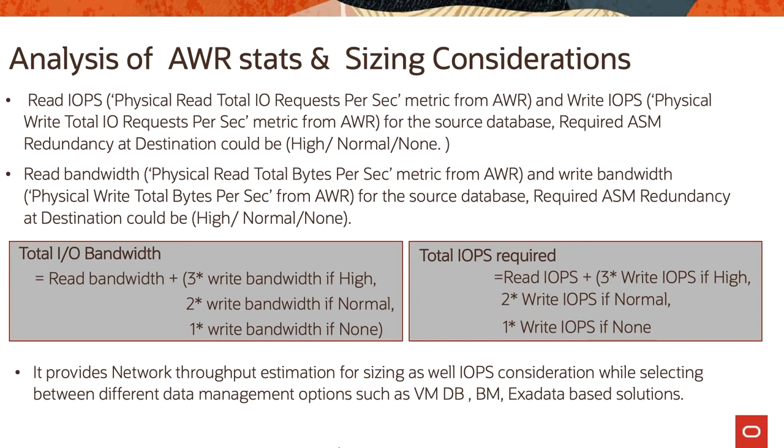The formula to calculate the total IO bandwidth is read bandwidth plus 3 times write bandwidth in case of high redundancy, 2 times write bandwidth for normal, and a factor of 1 if you don't have redundancy. In terms of total IOPS required, it is read IOPS plus 3 times write IOPS if high, 2 times write IOPS if normal, and 1 times write IOPS if none. So it provides network throughput estimation for sizing as well as IOPS consideration when selecting between different database options such as virtual machine database, bare metal, or Exadata database solutions.